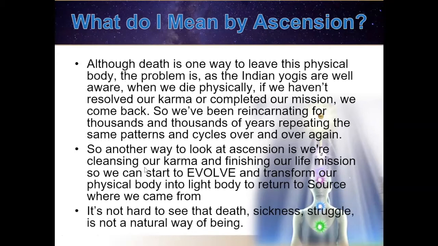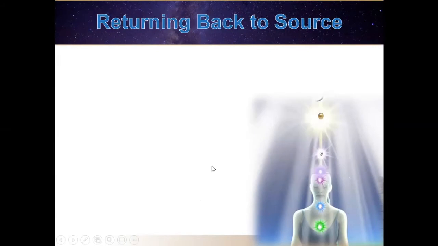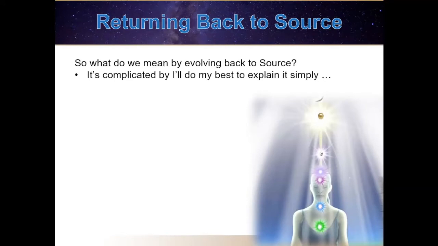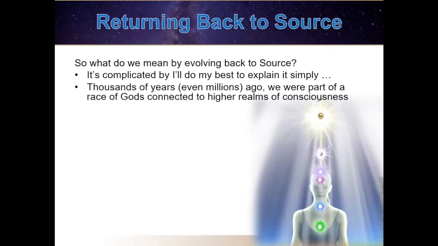So it's not hard to see that death, sickness, and struggle are not a natural way of being. Things like those are not natural and are not supposed to happen. So returning back to source, what do we mean by evolving back to source? It's complicated, but I'll do my best to explain it simply.